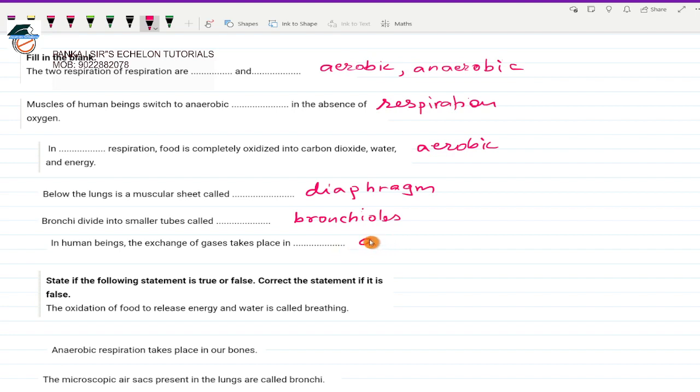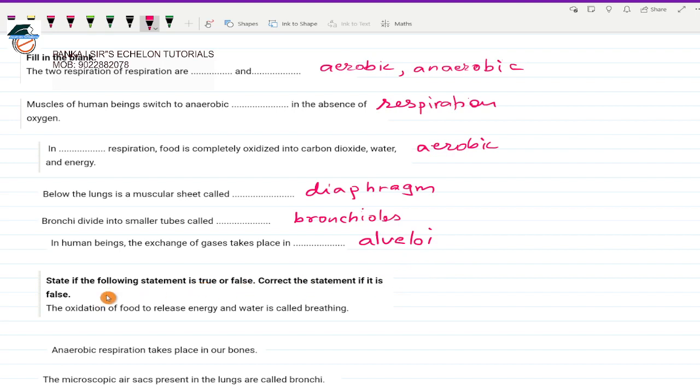So the spelling is ALVEOLI. Now this is plural. Alveoli is plural. Singular is alveolus. So alveoli are air sacs, very close to the lower part of the lungs, through which the exchange of gases actually takes place.